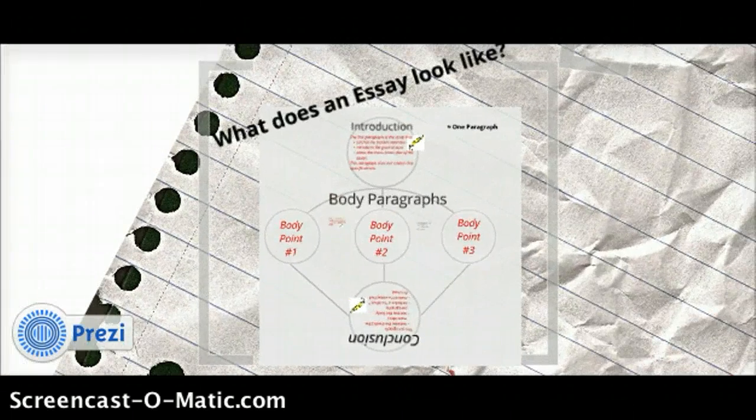Okay, so there's a quick review of what an essay looks like. Again, intro, body, and conclusion. Each of those circles represents a separate paragraph, so you're looking at usually at least 4 paragraphs in an essay.